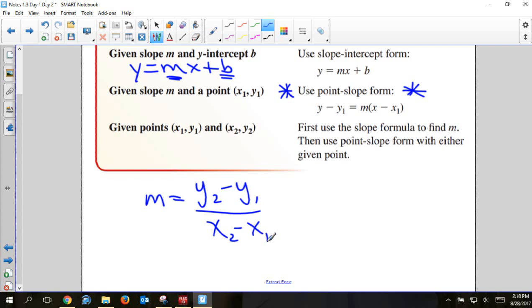And remember, when we use slope to graph, we always do the rise over the run. Always do the rise over the run. I spelled it wrong on purpose. Why did I spell it wrong on purpose? So you can remember what? The y's go on top. Y's go on top.